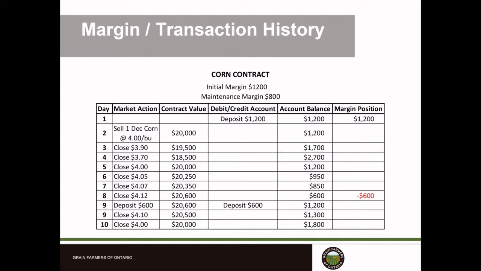And then finally, the last day, corn goes right back to $4. Okay, I decide I'm getting out. I had enough. This is too risky for me. So I buy back my contract exactly where I sold it, for $20,000 or $4. And I look in my account and lo and behold, there's my $1,800. The $1,200 I put in first and my $600 I put in last.